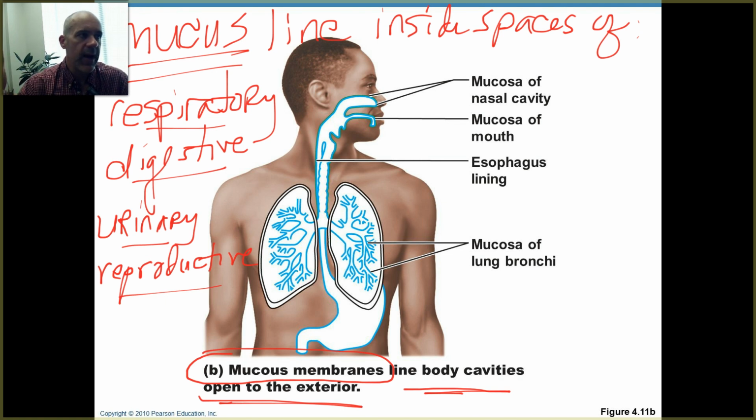All right, so where do you not have mucous membranes? You don't have them lining the insides of your blood vessels because your blood vessels do not have any opening to the outside. You don't have mucous membranes lining the cranial cavity where the brain is located because there's hopefully no opening to the outside there for you.